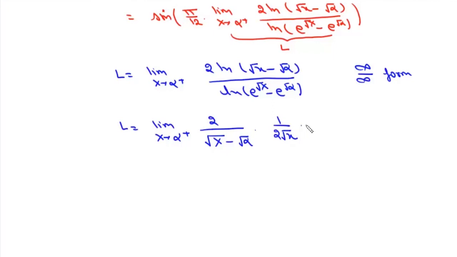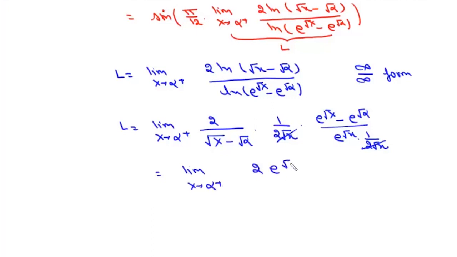2 root x. And here, if we take log, it will be e to the power under root x minus e to the power under root alpha, and then it will be e to the power under root x upon 1 upon 2 root x. Now 1 upon 2 root x, it will cancel. Here we will take e to the power under root alpha common, so we can write this as limit x tends to alpha positive 2 and then e to the power under root alpha, and here it will be e to the power under root of x minus under root of alpha minus 1, and here it is under root x minus under root alpha upon e to the power under root x.